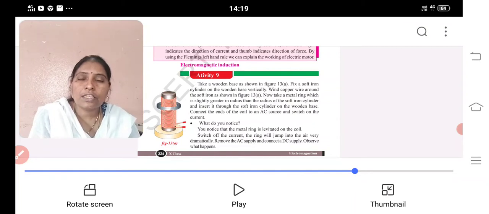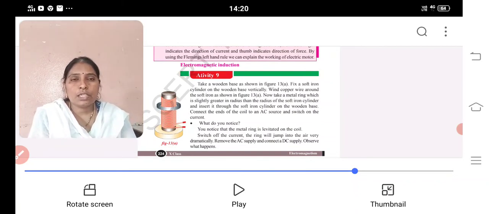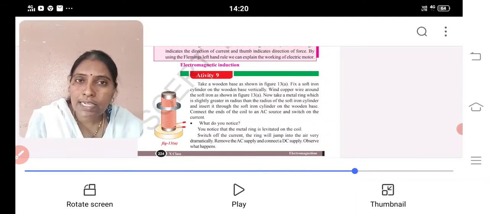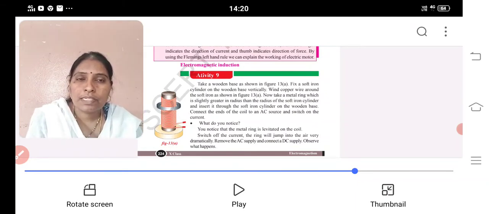The shaft is a long rod which is arranged in that. It also moves with the movement of the coil, and this is the principle involved in the electric motor. An electric motor is a device which converts electrical energy into mechanical energy.